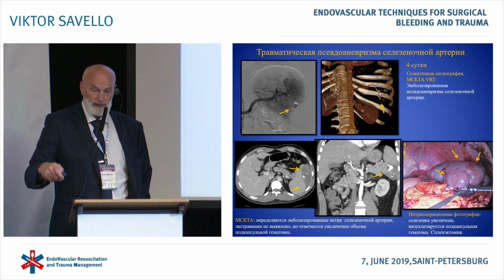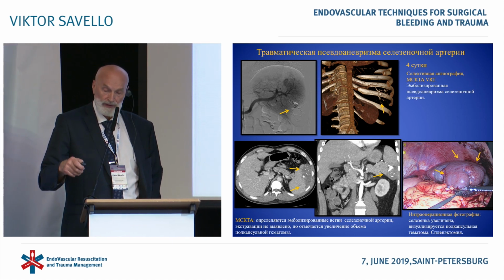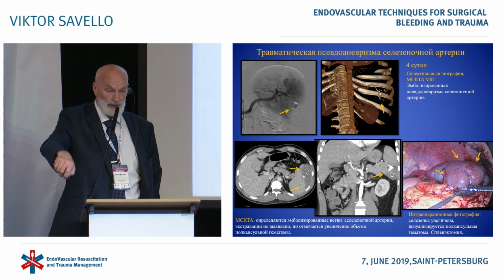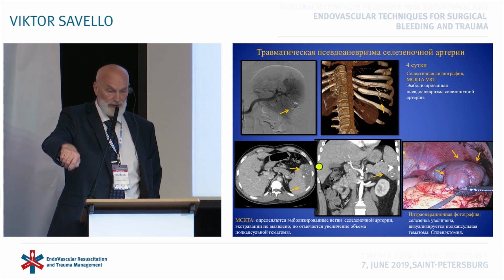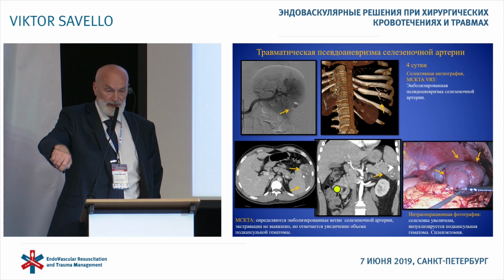The embolization was done, but the clinical course was very, very alarming. On day 4, it was decided to do the CT angio to assess the results of embolization. And we see that in comparison with the previous imaging, the spleen is bigger in size because the subcapsular hematoma increased in its size. So the decision was made to do laparotomy.